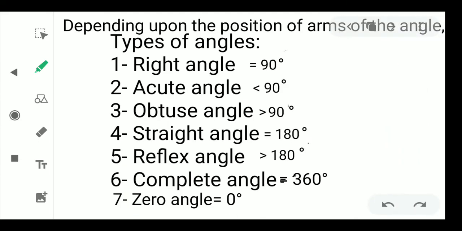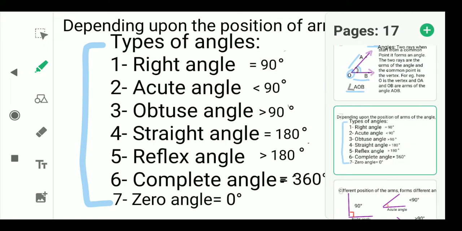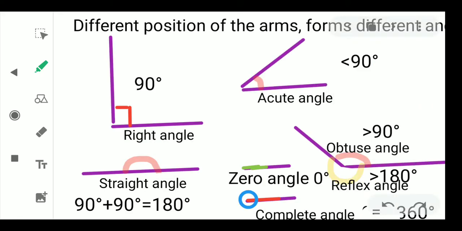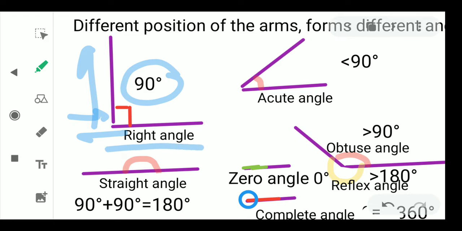Depending upon the positions of the arms of an angle, there are different types of angle: right angle, acute angle, obtuse angle, straight angle, reflex angle, complete angle, and zero angle. We measure angles in degrees. This L-shaped angle is a right angle. Here a vertical ray is standing upright on a horizontal ray, forming an angle of 90 degrees. A right angle always measures 90 degrees.